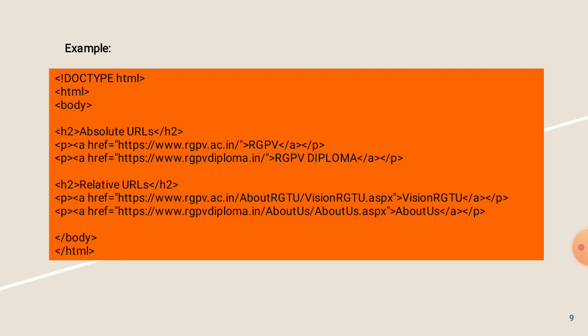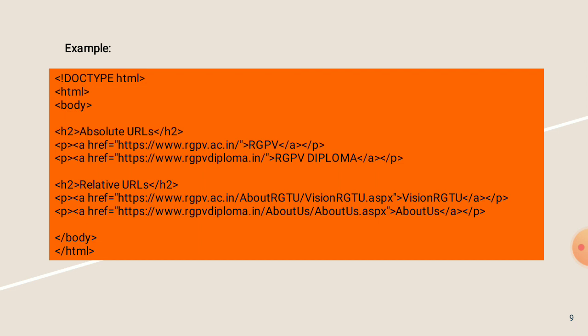So the output is this; this is our example. We start with HTML, then we declare the body section, then we put a heading 2 for absolute URL, and another heading 2 for relative URL. First we declare paragraph 1, which is a href http://www.rgpv.ac.in, then rgpv, anchor tag close, paragraph close. Then we also declare a paragraph with a href https://www.rgpvdiploma.in, then rgpv diploma, anchor tag close, paragraph close.